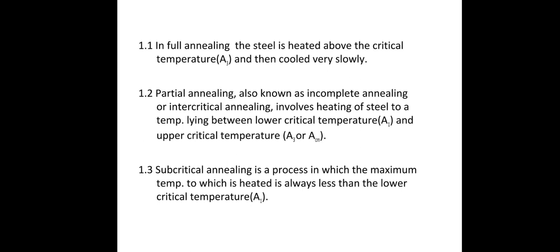In full annealing, the steel is heated above the critical temperature and then cooled very slowly. Partial annealing, also known as incomplete annealing or intercritical annealing, involves heating of steel to a temperature lying between the lower critical temperature and upper critical temperature. Subcritical annealing is a process in which the maximum temperature to which the steel is heated is always less than the lower critical temperature.